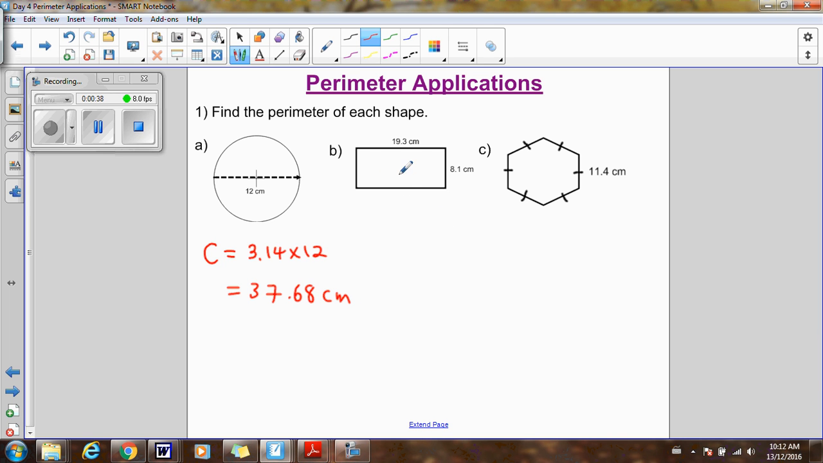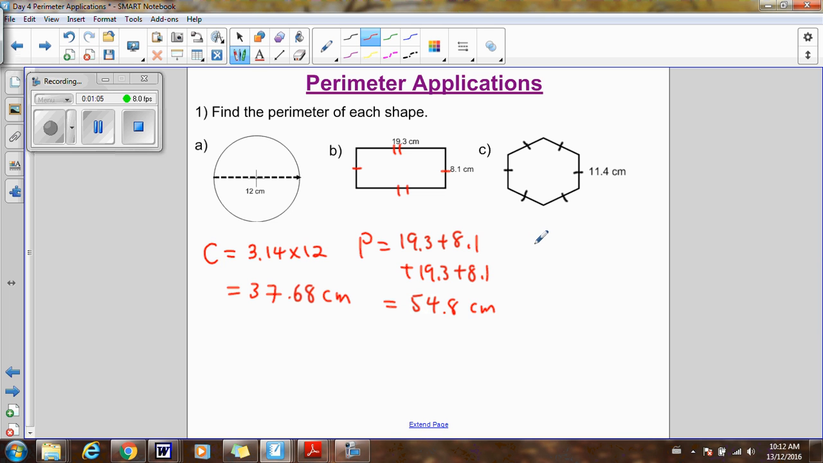So the second shape we have here is a rectangle, and to find the perimeter there, all you have to do is just add up the length and the width. So in this case, it's 19.3 plus 8.1 plus 19.3 plus 8.1, okay? Because the two sides are the same and these two sides are the same, and you're going to get 54.8 centimeters.